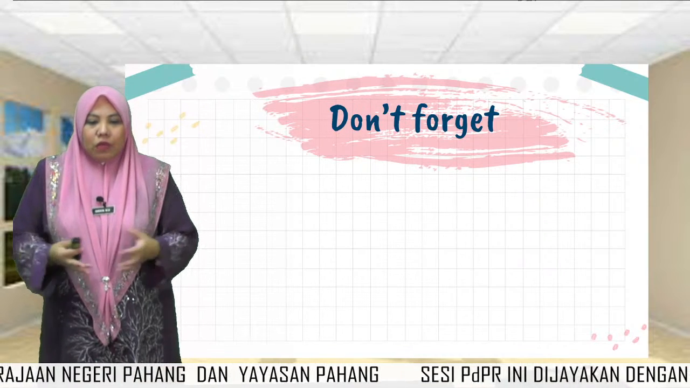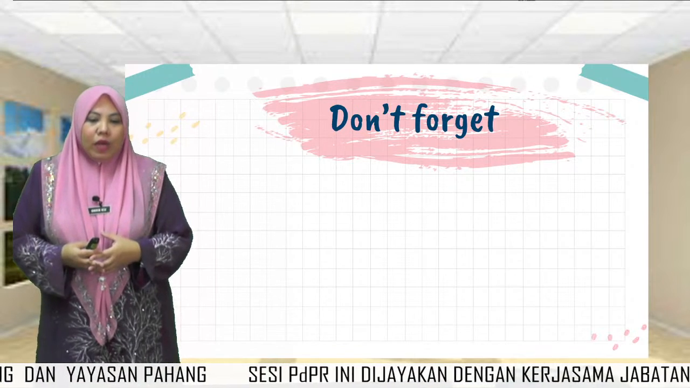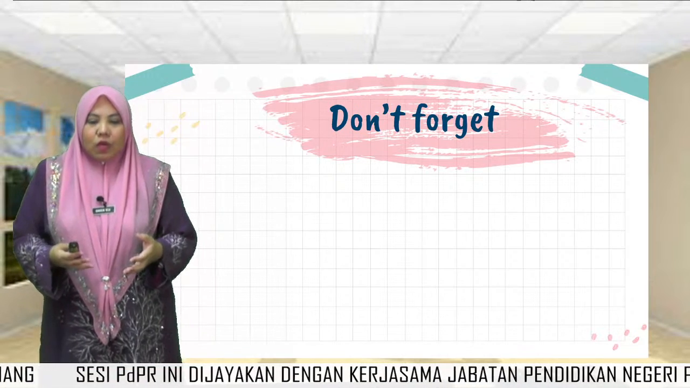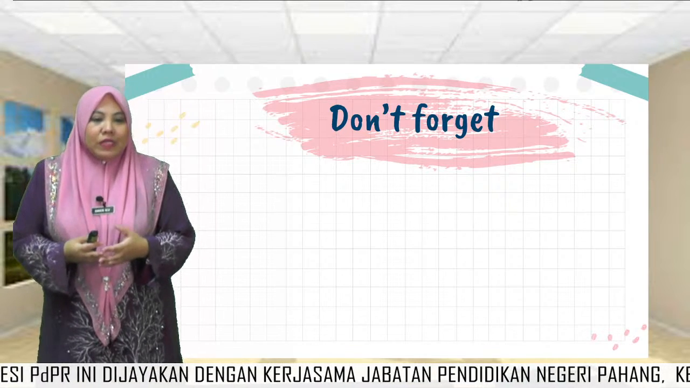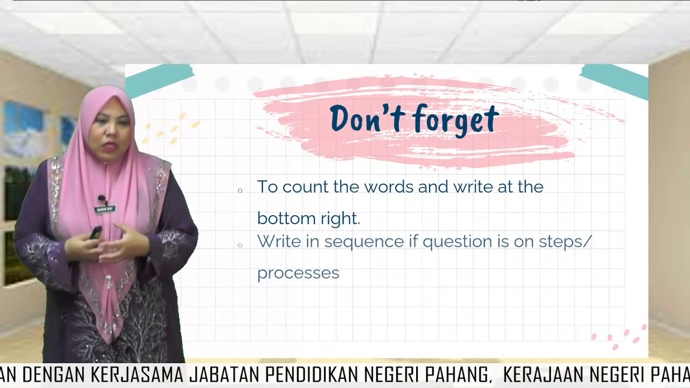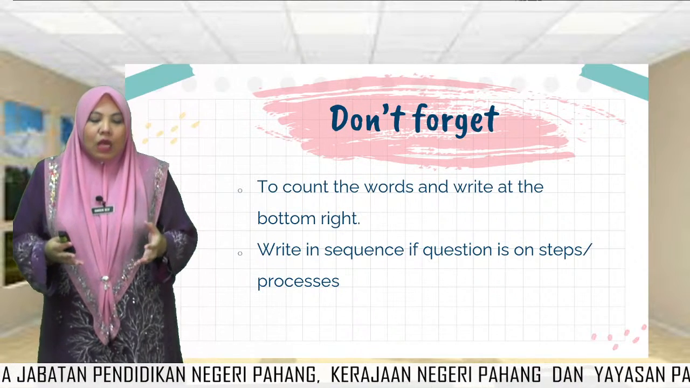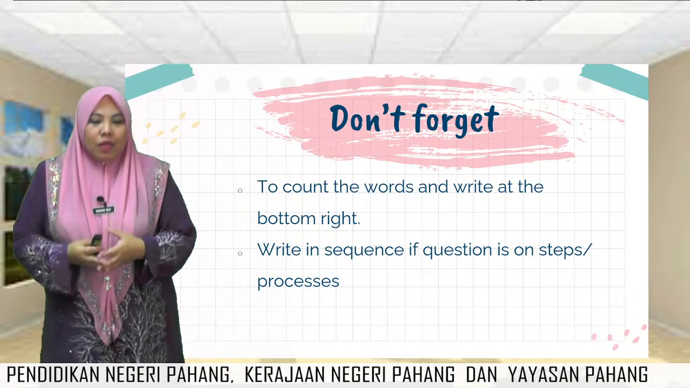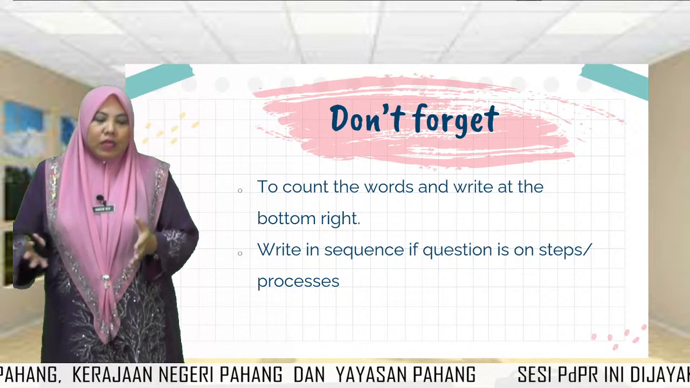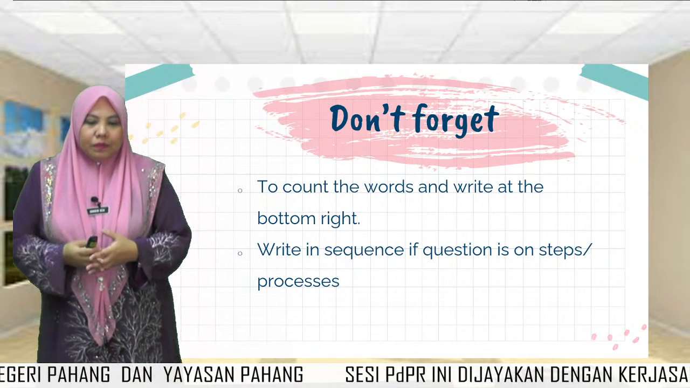You should also take note of these when writing your summary. Do count the words and write at the bottom right of your summary. Questions asking for steps or processes need to follow the sequence according to how it was written in the passage. In sequence. You may lose marks if your sequence is out of order. And also, remember to change the pronoun from the first person point of view, I or we, to the third person point of view, he, she, or they.